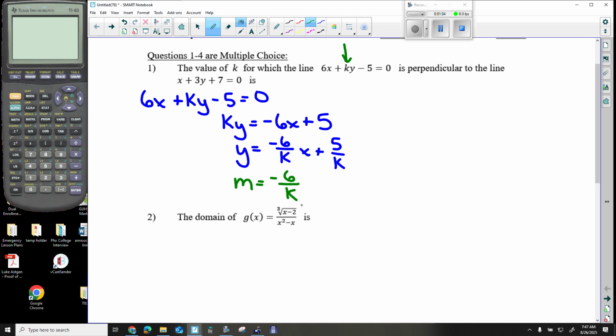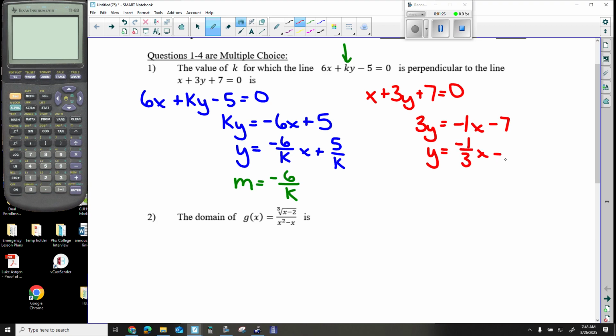All right, let's go ahead and find the slope of the other line. So the other line is x plus 3y equals 7. And so I'm going to subtract x, subtract 7. So that's going to be 3y equals negative 1x plus 7, divide by 3: y equals negative 1/3 x plus 7/3. So currently the slope of this line is negative 1/3.